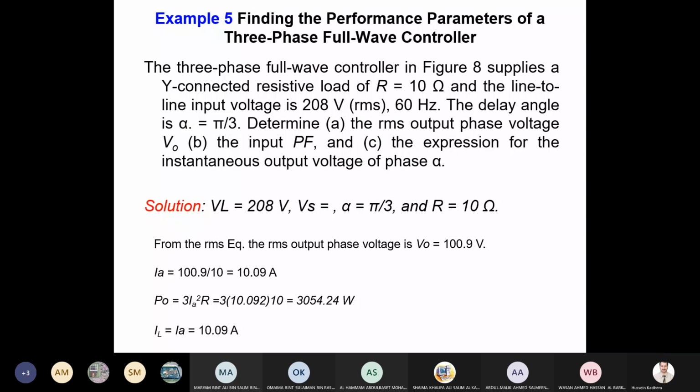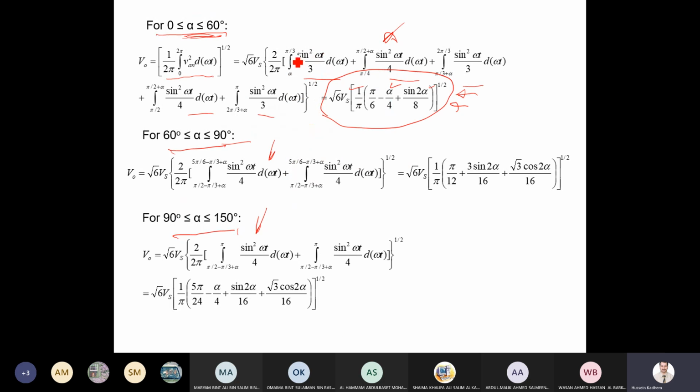Example: a 3-phase full wave controller shown in the figure. Supply Y connected resistive load. Resistance is given to you here. Voltage is given to you. Frequency given to you. Alpha given to you. Everything is given to you. Find the RMS output phase voltage. Just a minute. Let me see the alpha. Pi over 3 means 60. Oh, I have a formula for 60. This is the formula. I will use it.